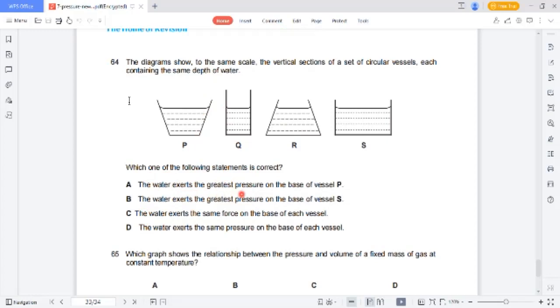The water exerts the greatest pressure on the base of P, because it has a good amount of water and its base area is small, so we can expect a large amount of pressure. So it can be considered. Water exerts the greatest pressure on the base of S? Its area is large, so it is not possible that it will experience large pressure. Area large, pressure small. Water exerts the same force on the base of each vessel? No, the area is small, maybe the pressure would be large. Water exerts the same pressure on the base of each vessel? Wrong.